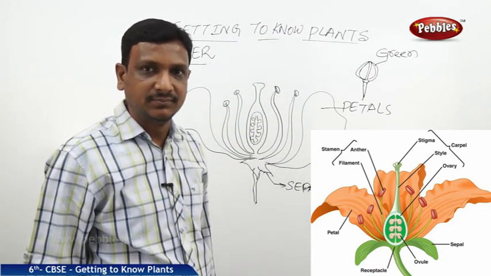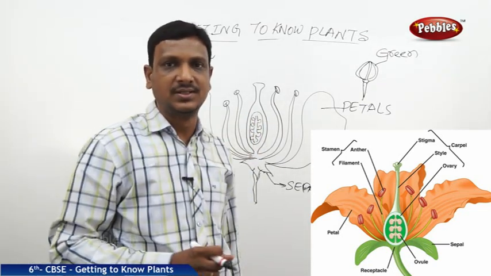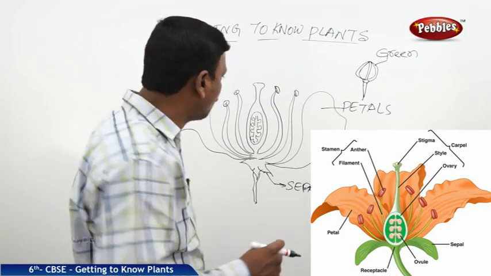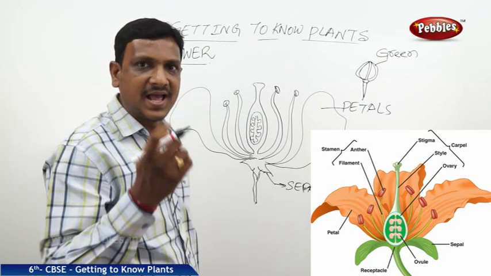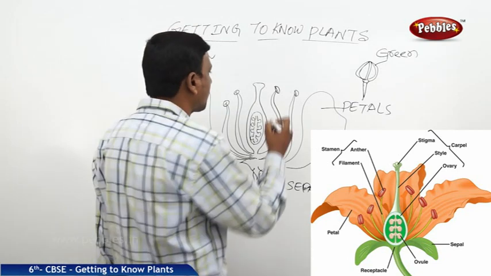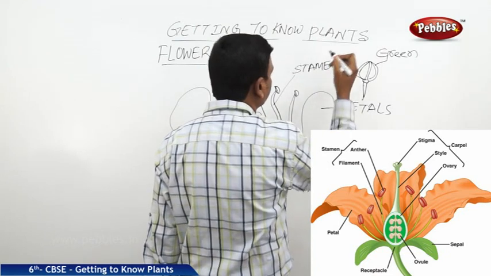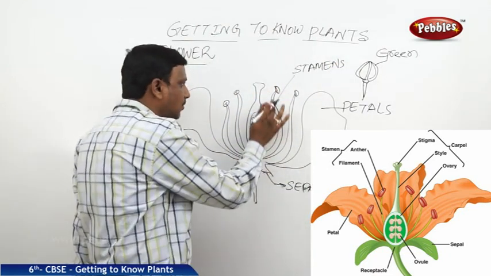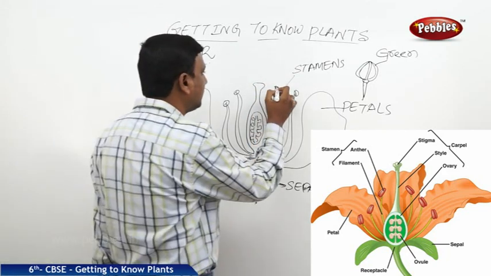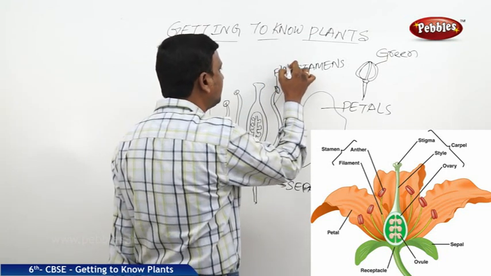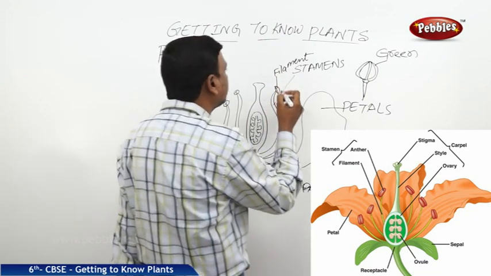Right, sepals, petals. Now inside that there are some interesting structures. What are those? There you find some stick-like, stand-like, finger-like projections called stamens. So this whole thing is called a stamen. The stamen itself has two parts. One is, the top part is called the filament, and the bottom one is called the anther.